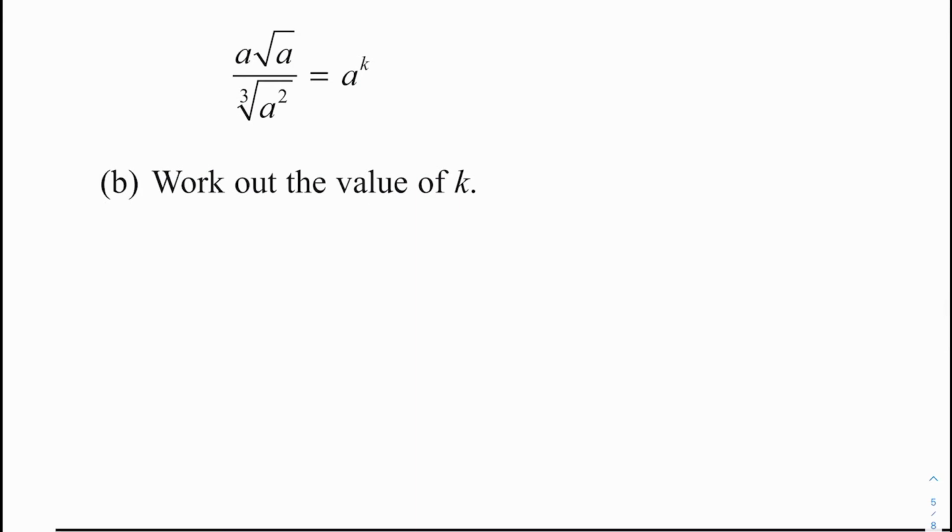Okay, next question, we need to work out the value of k, where k is up here. The first thing to do is simplify the top and the bottom of the fraction. So the top, we can say a to the power of root a is equal to a multiplied by a to the power of a half, and then we just add our two powers together. Imagine this is a 1, and we just add them, so we get a to the power of 3 over 2.